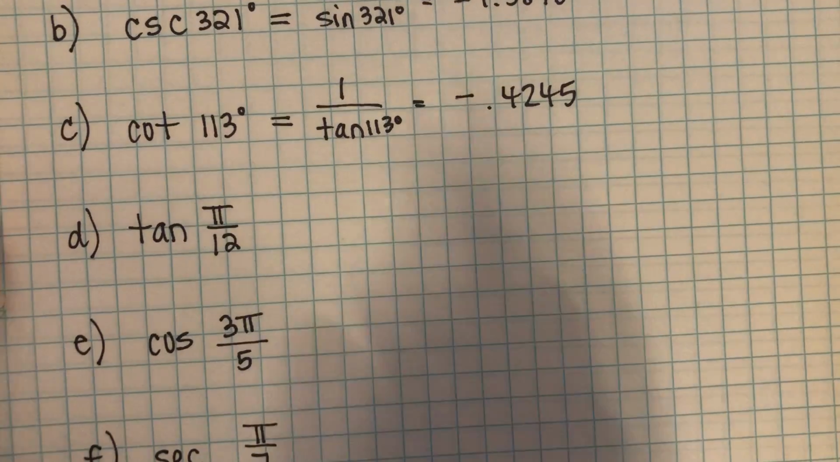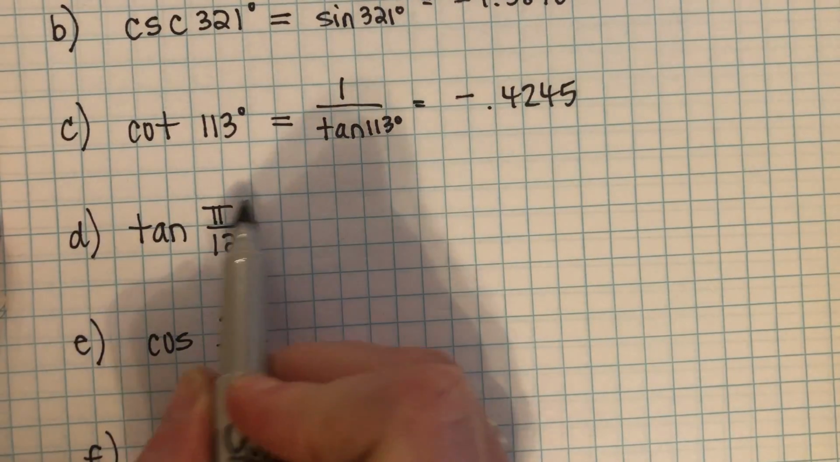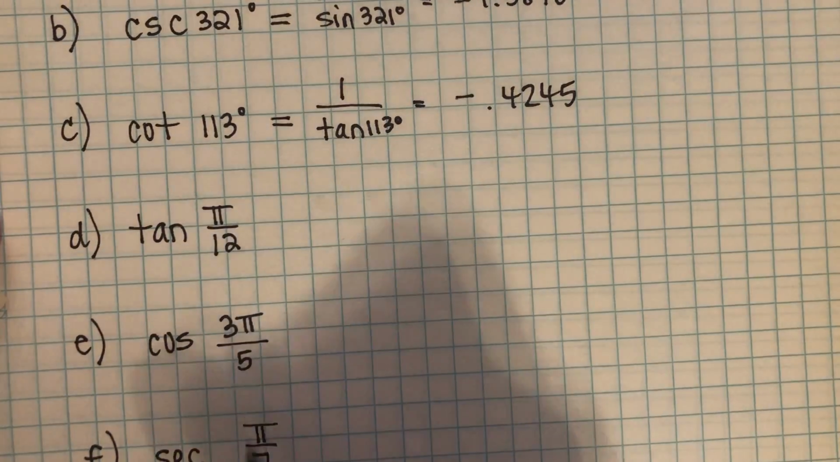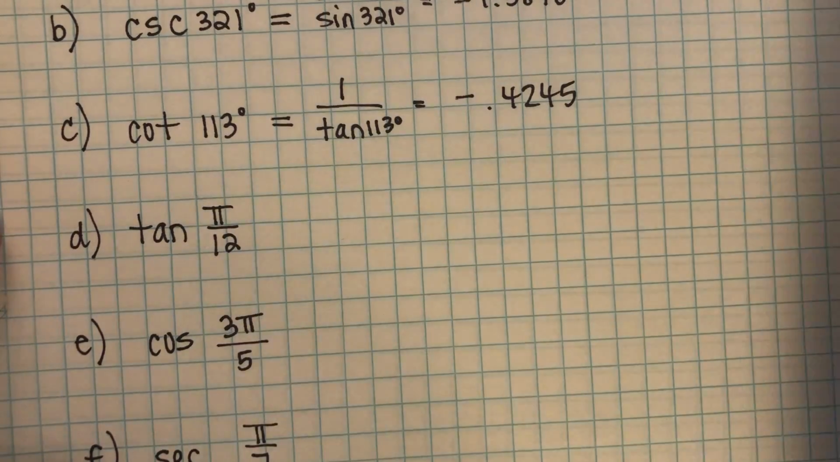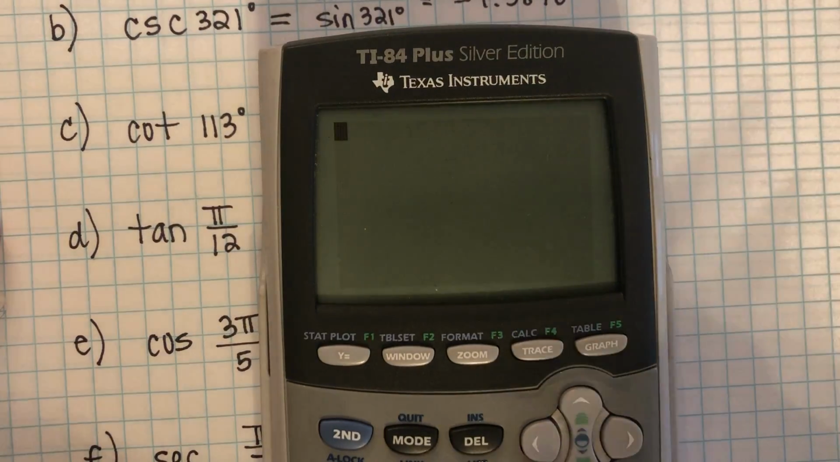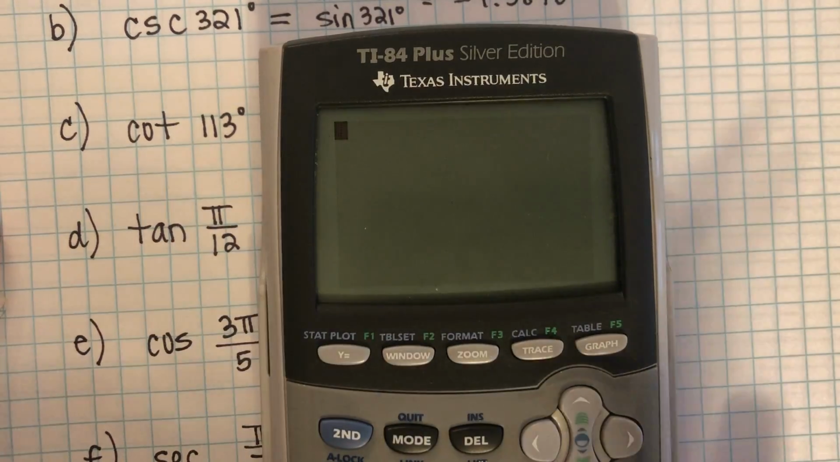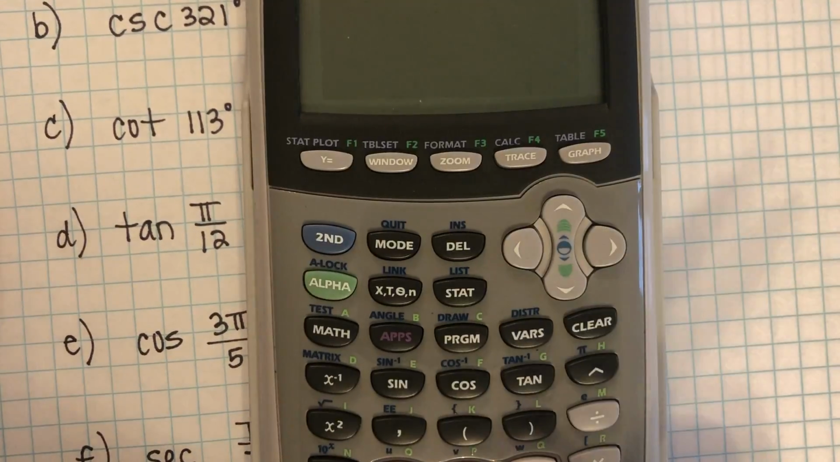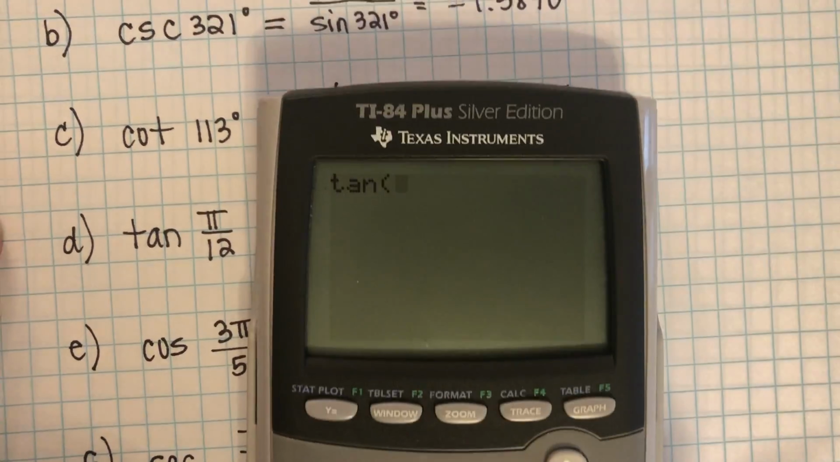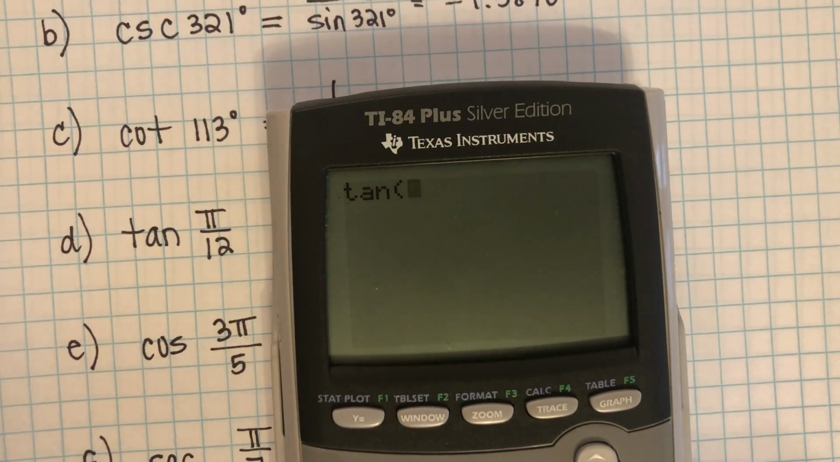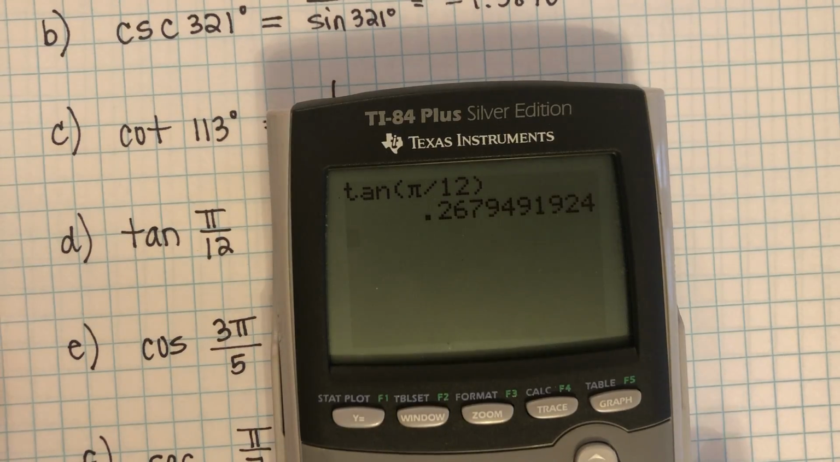All right, here we go. Look at this one. The tangent of pi over 12. If there's no degree symbol, then you have to assume that it is a radian measurement. Go on your calculator. We should already be in radians, and you can double check if you're unsure, but I am definitely in radians. So second, quit. Get the tangent of pi over 12, because you're in radians. Get your pi button, pi divided by 12. Hit enter, and it gives you your ratio, which is 0.2679.